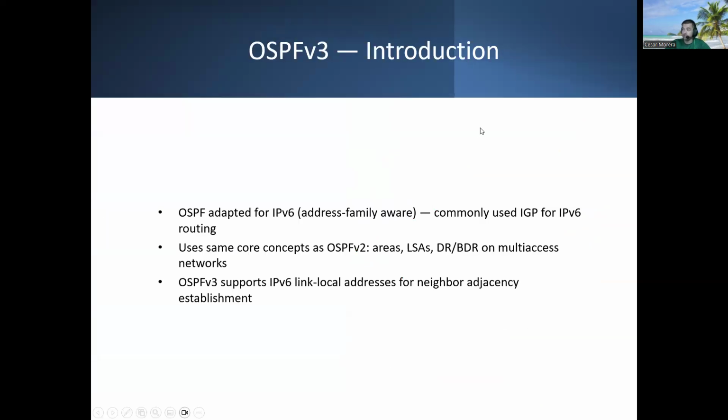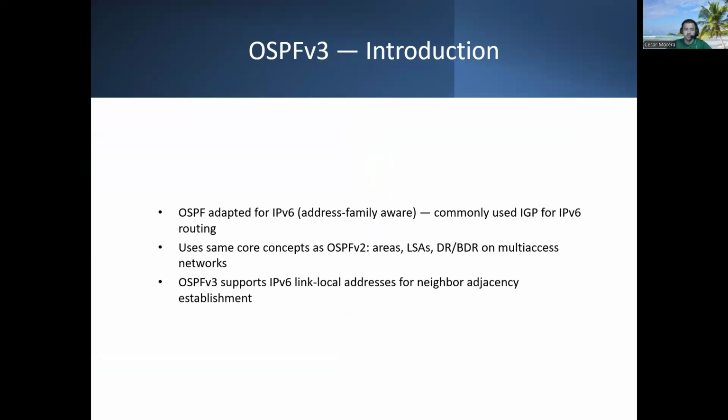The next one is actually about OSPFv3 introduction. OSPFv3 is OSPF adapted for IPv6, address family aware, commonly used as an IGP for IPv6 routing. It uses core concepts of OSPF version 2: areas, LSAs, DR/BDR for multi-access networks. OSPF version 3 supports IPv6 link-local addresses for neighbor adjacency establishment. Okay, so those are the bullet points for that one. We are pretty much done.